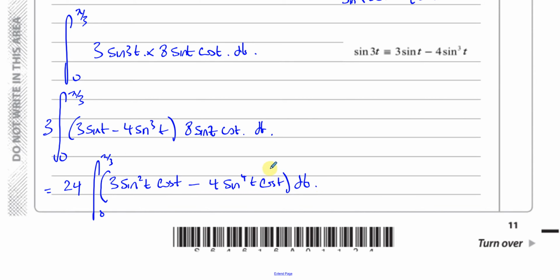Now, this is something that is useful for me to use to integrate, because I have something of the form of a function of x times its differential. I've got 3 times sine t all squared times cosine t outside, which is the differential of what's inside. So I can use the reverse of the chain rule here to integrate this. Okay, so I'm going to take this to the next page and continue.